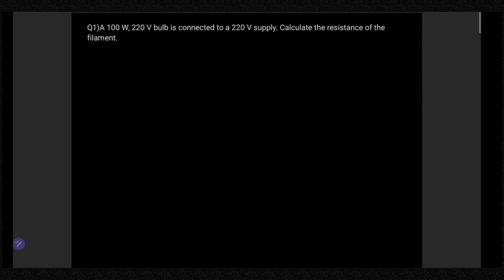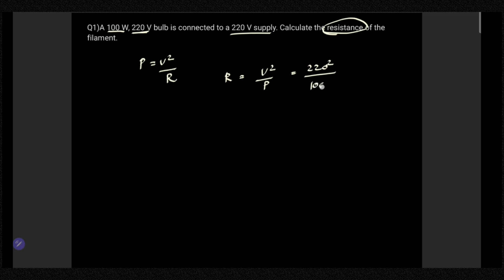Now let's have a look at this question. Here we are given a 100-watt, 220-volt bulb connected to a 220-volt supply. We are asked to calculate the resistance of the filament. We know that P is equal to V square by R. And to find out R, what do we have to do? R is V square by P. Here V is 220 volt, so 220 square, and P is 100.